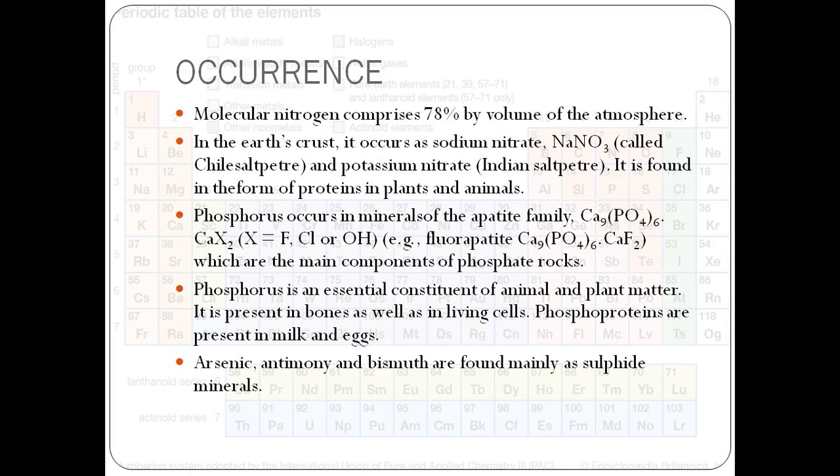Phosphorus occurs in the minerals of the apatite family like fluorapatite. Fluorapatite is the main component of phosphate rocks. Phosphorus is also an essential constituent of animal and plant matter. It is present in bones as well as in living cells. Phosphoproteins are present in milk and eggs. Arsenic, antimony and bismuth are found mainly as their sulfides.